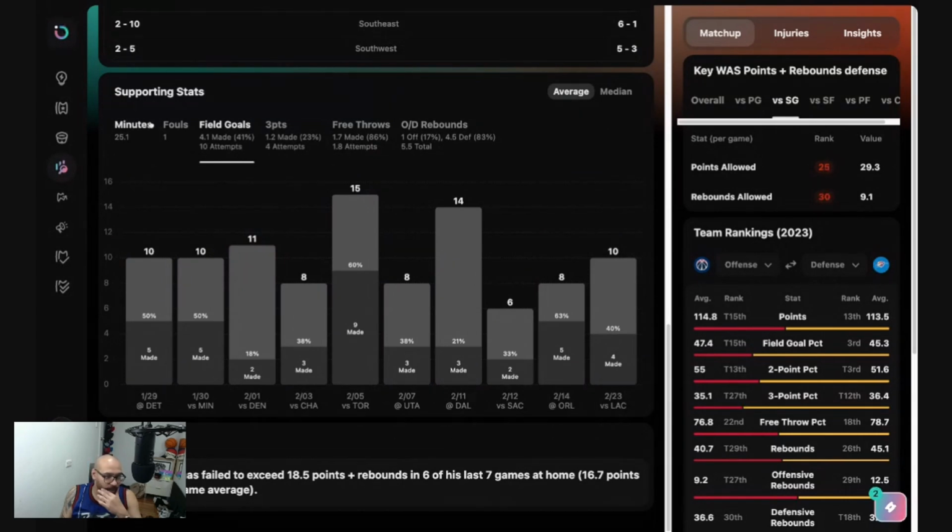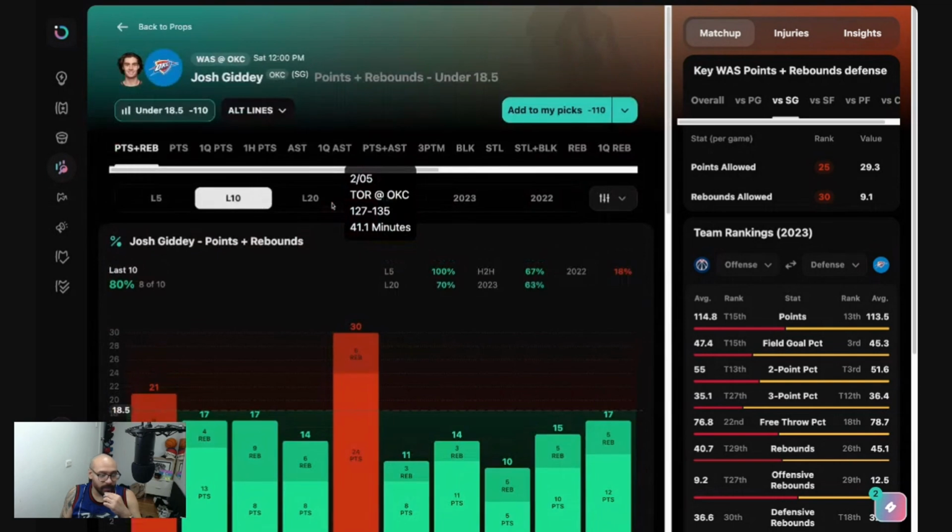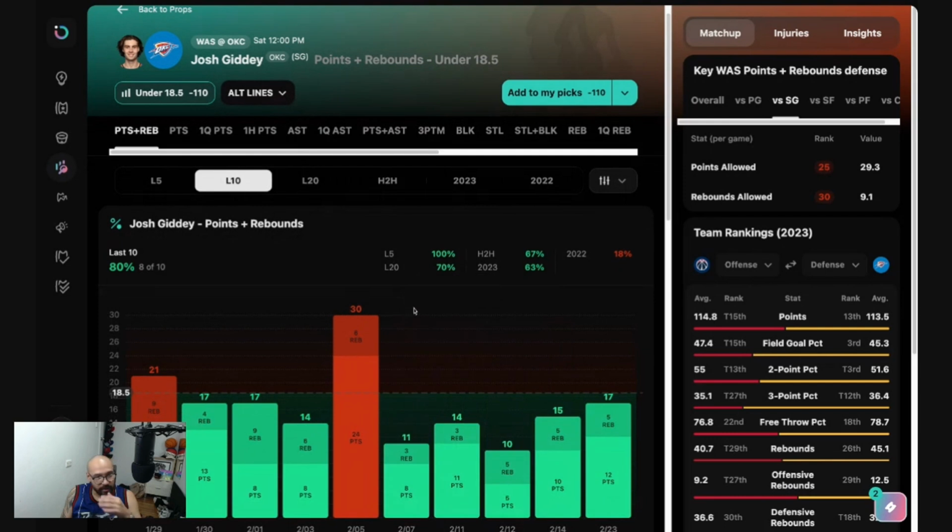So if he's taking 10 shots, he's making 4 to 5 of them. Well, he's making 4. Well, I'd have to make that up. 41% from the field. So if he's making 4 and he might make 2 3-pointers or a free throw, he's probably getting about 10 points. And rebound-wise, he's not destroying them on the glass either as of late. So I think Josh Giddey under that points and rebounds, that's going to make my lean list. Josh Giddey under 18.5 rebounds and points.